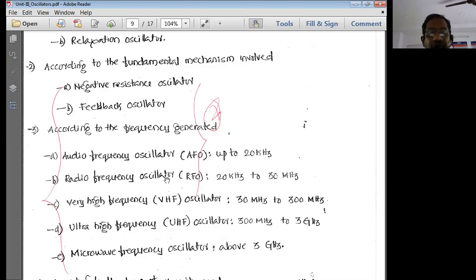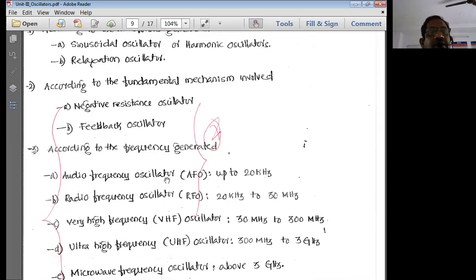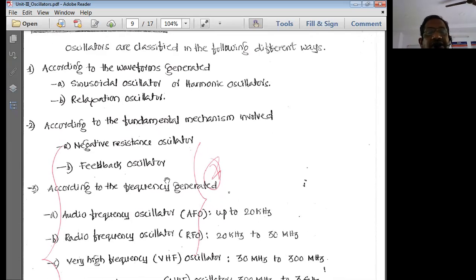In the last session, we completed the classification of oscillators. In that classification, we classified oscillators based on various criteria. That is, the waveforms generated by the oscillator, known as sinusoidal oscillators, relaxation oscillators, and square wave oscillators. Square wave is not written over here. Sinusoidal oscillators can also be called harmonic oscillators.